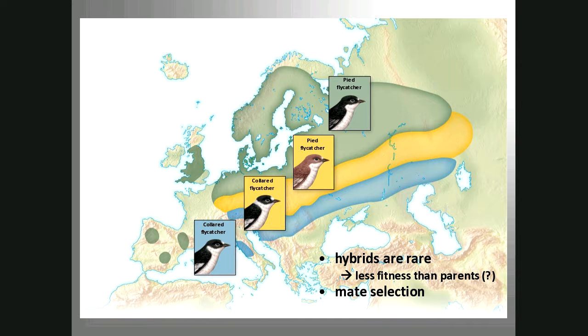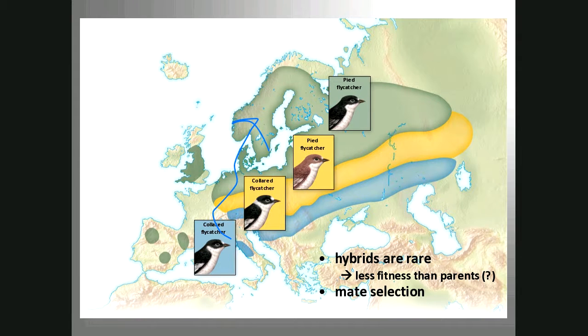The only time when females make mistakes is only when they're confused in the middle zones. All right? So if for some reason a male collared flycatcher flew way up into Scandinavia, a female pied flycatcher would not mate with him because she's got the normal looking males around, the pied flycatchers. It's only in the yellow zone where those females make the mistake.